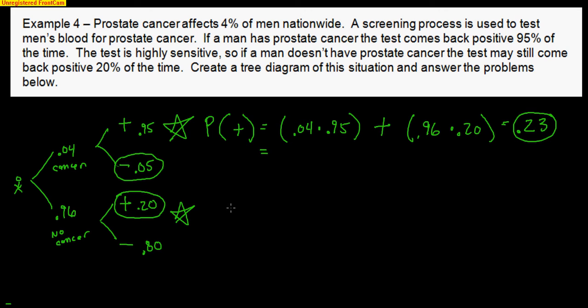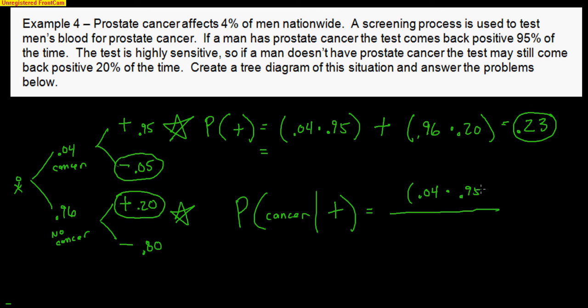Now the next question says, given that a test is positive, what's the probability you actually have cancer? So I'm trying to find the probability you actually have cancer given that a positive result came back. So the given always goes after the line. To answer this, again, it's pretty easy. I'm just going to follow my formula. On top goes both cancer and positive. Well, that is one specific branch. Cancer, 4% times positive, 0.95.